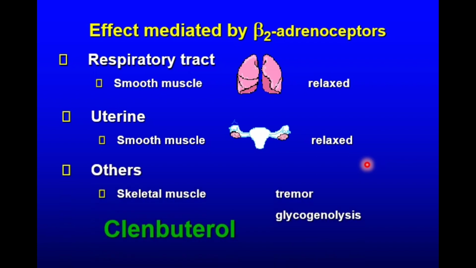Skeletal muscle is not innervated by sympathetic neurons, but beta-2 adrenoreceptors exist on the skeletal muscle. These beta adrenoreceptors are activated by circulating adrenaline in the blood, resulting in tremor and breakdown of glycogen, glycogenolysis. Clenbuterol is a beta-2 agonist used by sportsmen to improve muscle performance.